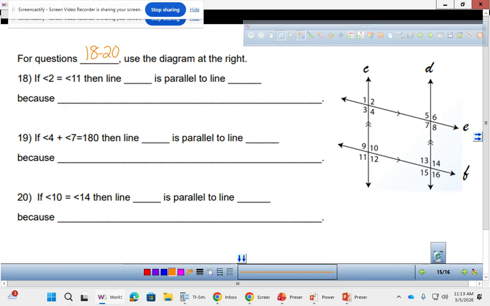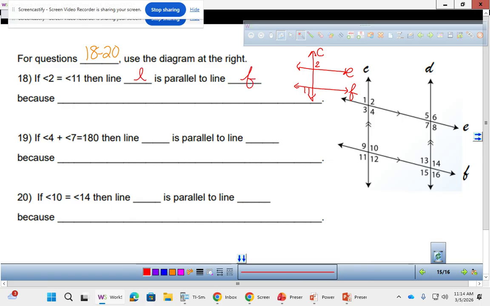So for this first one, I'm going to redraw the two lines that make angle 2. So this is this up and down angle and this side by side angle. So this is like C and E, and angle 2 is right here in that picture. And then angle 11 is down here, so it's this downward line, and angle 11 would be on the outside like that. So taking that picture apart, I can see that my parallel lines would be the E and the F.